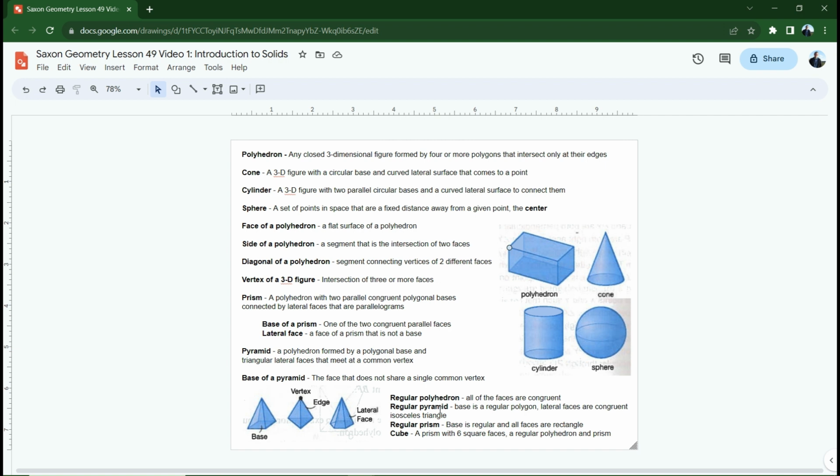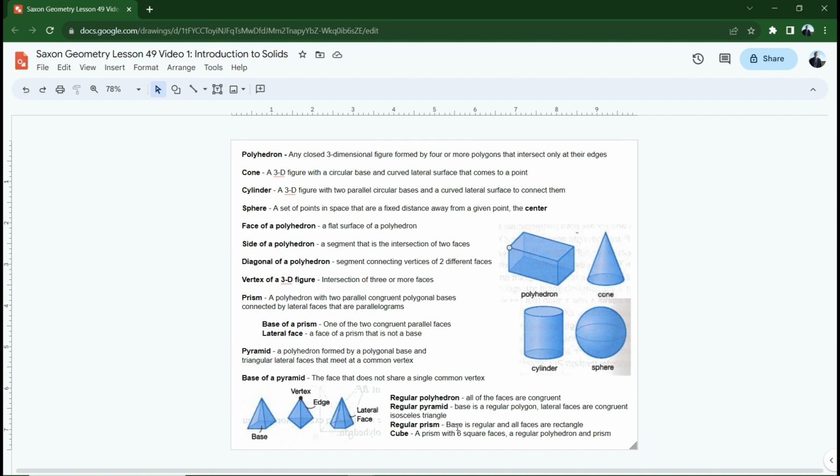And then the lateral faces are all congruent isosceles triangles. That means that two sides are the same. The non-base side, those two sides are the same, and then the third side is probably different. That's how you would classify pyramids and what a regular pyramid is.